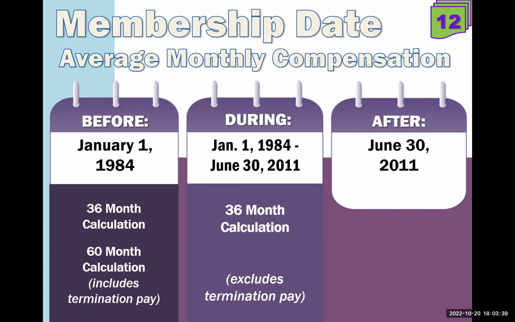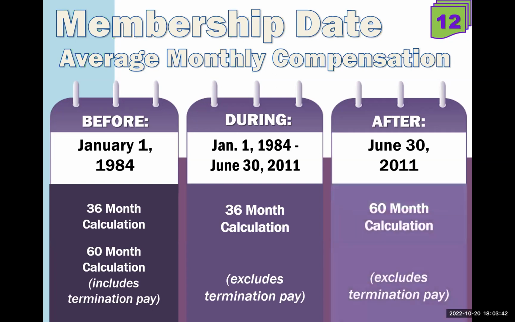Now, the final category is if your membership date is July 1st, 2011 or later. And in this calculation, ASRS will use the highest 60 consecutive months of compensation pay in the last 10 years, excluding, again, termination pay.